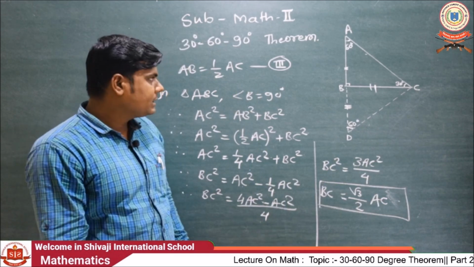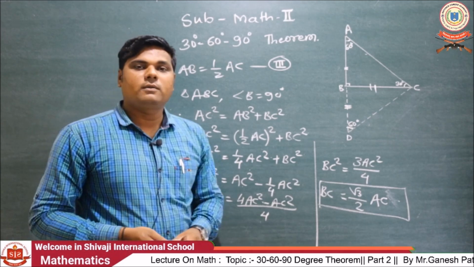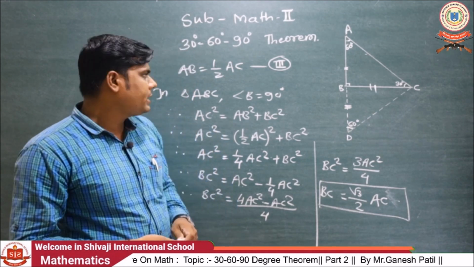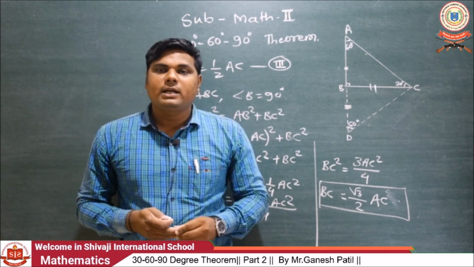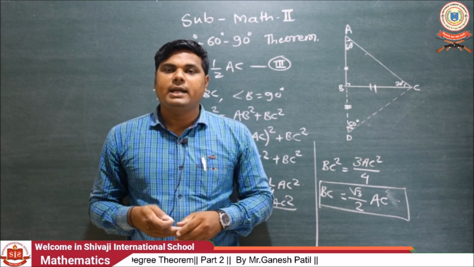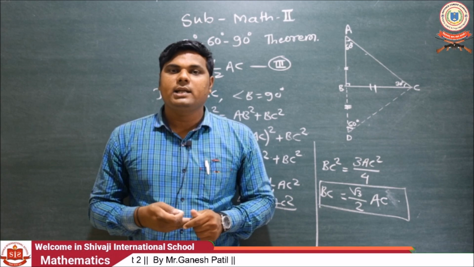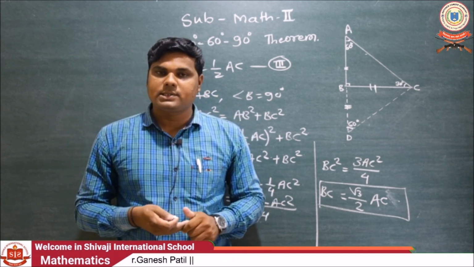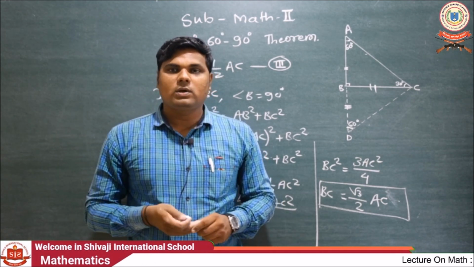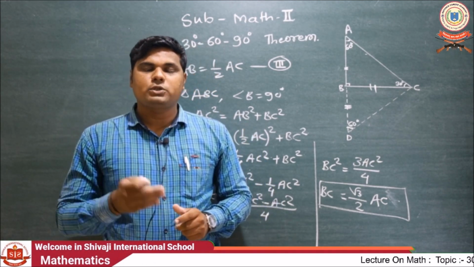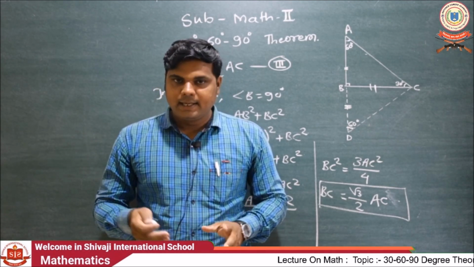That's all fine. This theorem is most important for 9th as well as 10th standard geometry. The statement of the given theorem is: if in a triangle having the angle measures 30, 60 and 90 degrees, then the length of the side opposite to the 30 degree angle is half the length of its hypotenuse, and the side opposite to the 60 degree angle is equal to under root of 3 by 2 times its hypotenuse. Okay, thank you very much.